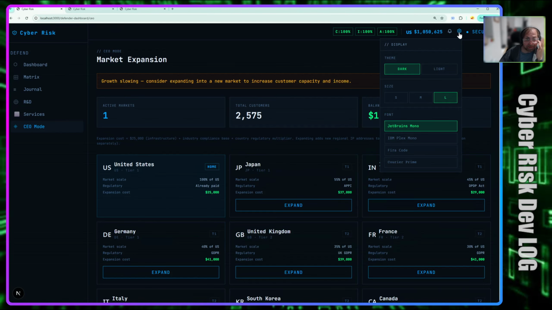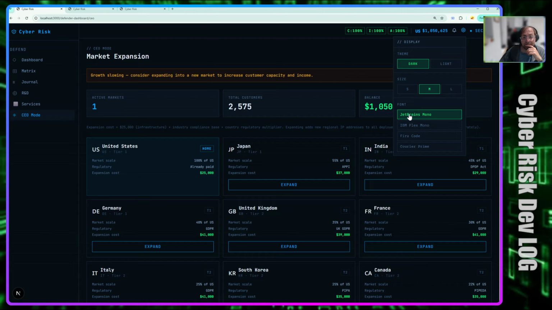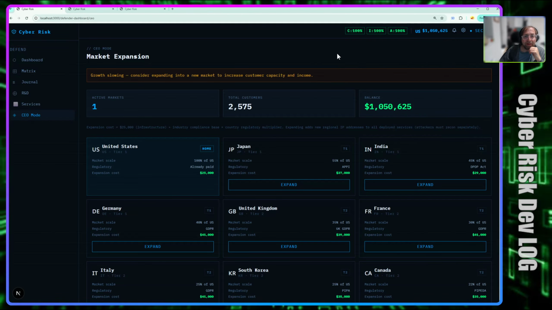And settings is the same as the attacker. So you can just change it to BIOS style. I do have a preference for these. And notifications, essentially if there's anything happening.